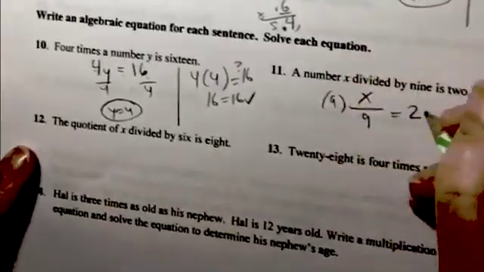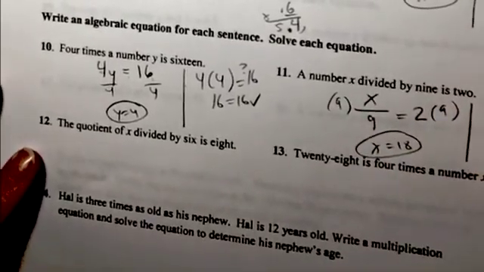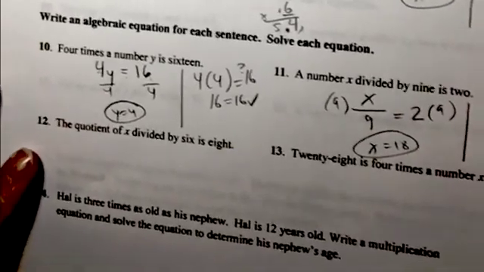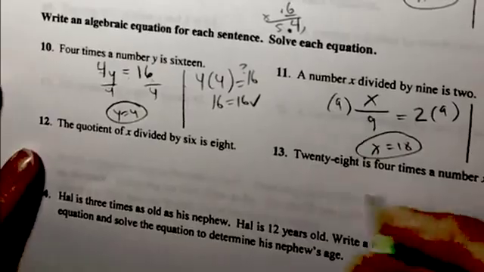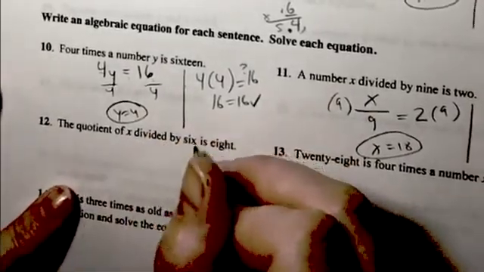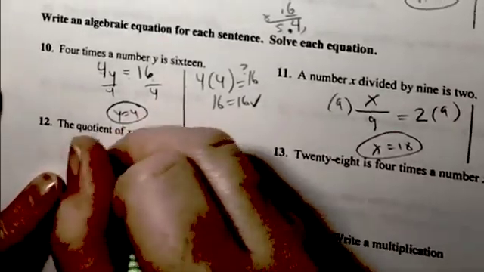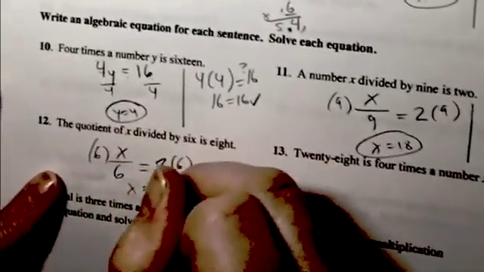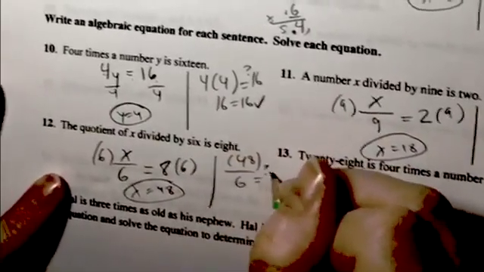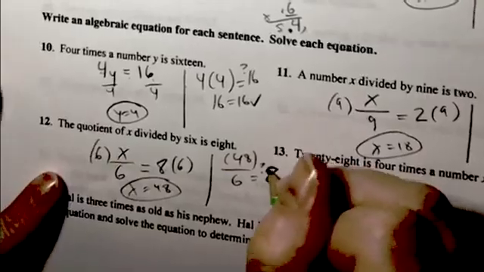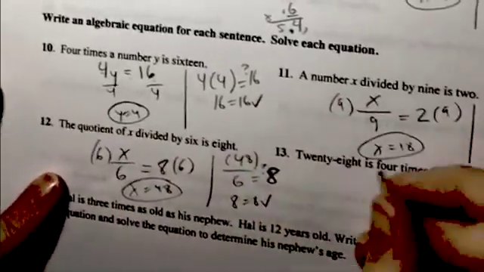X divided by 9 is 2. So I multiply both sides by 9. X equals 18. Circle: is 18 divided by 9 equal to 2? And then I do that out. 18 divided by 9 is 2, 2 equals 2, check. The quotient of X divided by 6 is 8. Times 6, times 6. X equals 48. Circle: is 48 divided by 6 equal to 8? Whoops. I have to go back to copying this down. And then 8 equals 8, check.